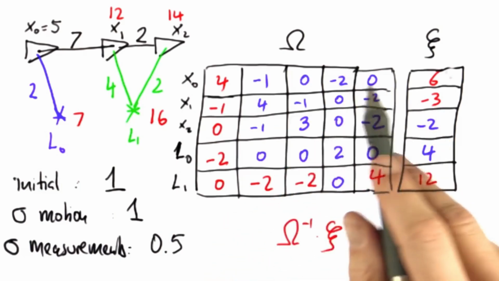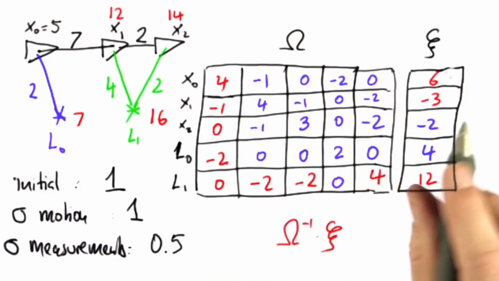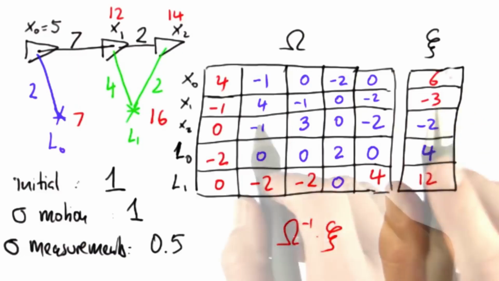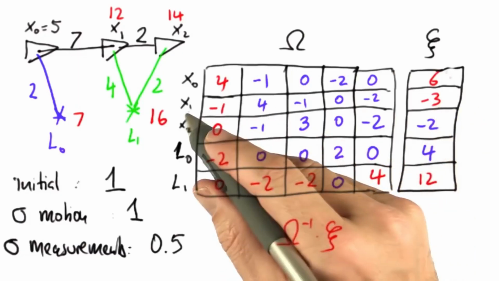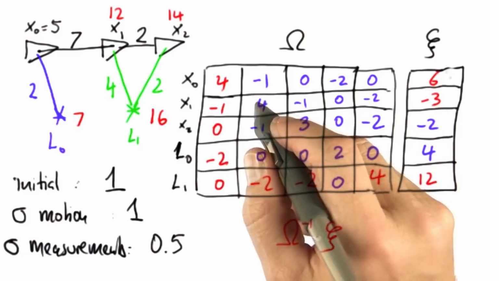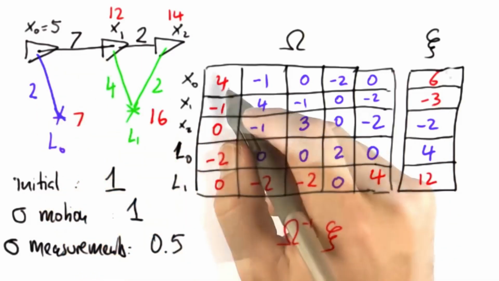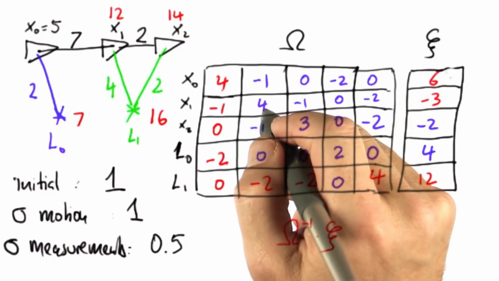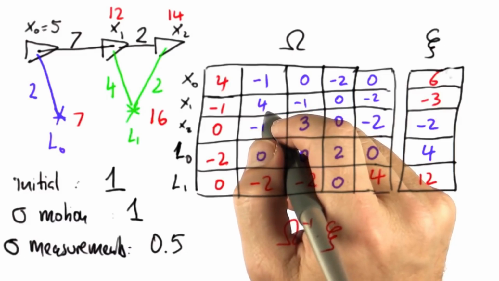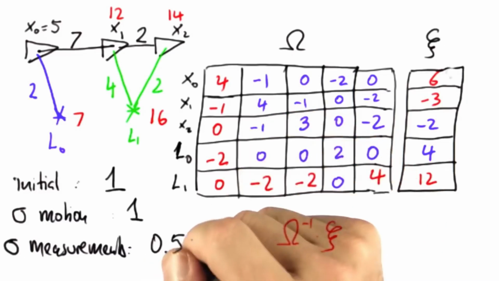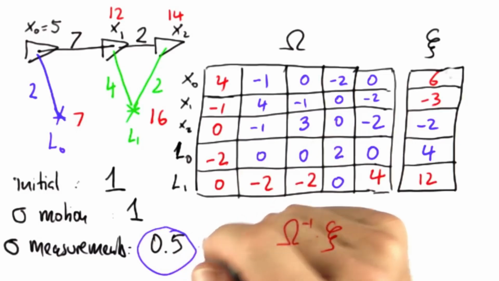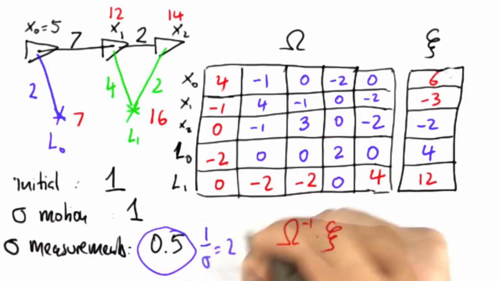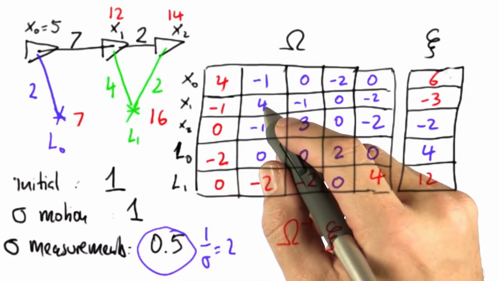So here's the answer. I filled in all the missing values for you, and let's try to check a few. For example, let's take the elements related to x1. We moved from x0 to x1, which added 1 on the main diagonal. We moved from x1 to x2, which added another 1, so we have 2. But we also had 1 observation in x1. We incremented by 2 because of the measurement strength 0.5. 1 over that is 2, so when we added the measurement, we ended up with 4.